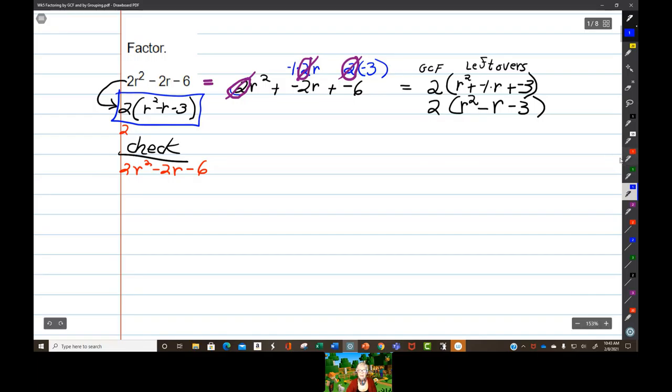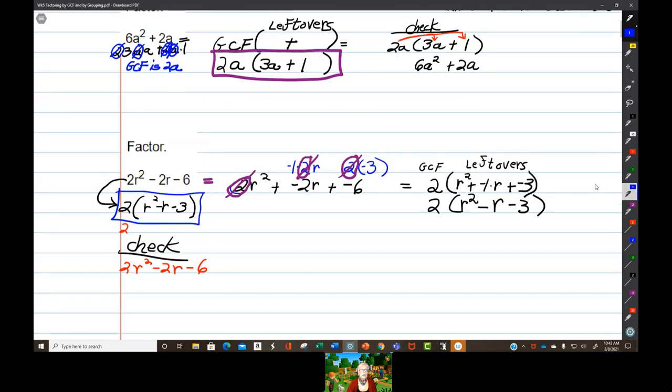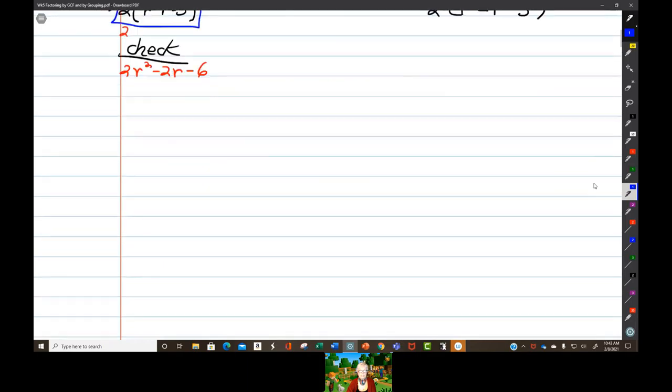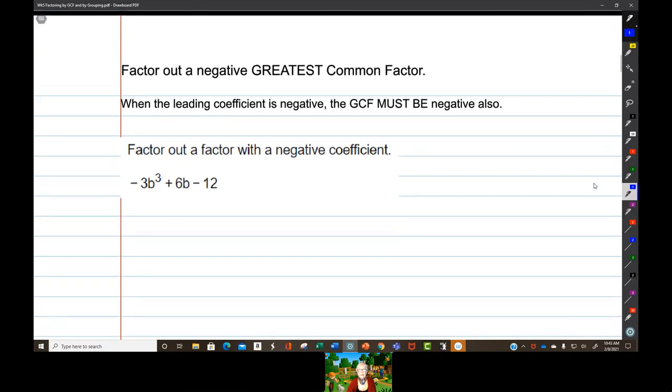Any discussion about this? About factoring by GCF? We're going to do more. Okay. Now here's more factoring by GCF, but we have a situation here.